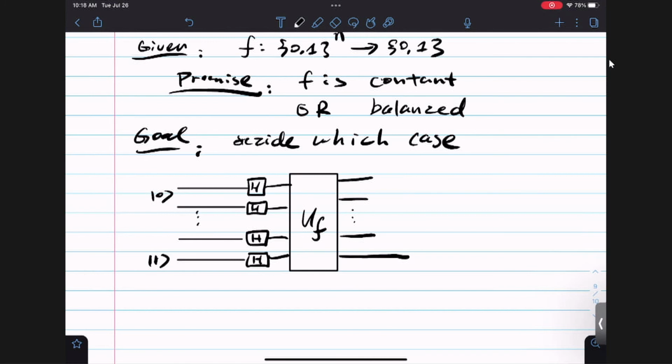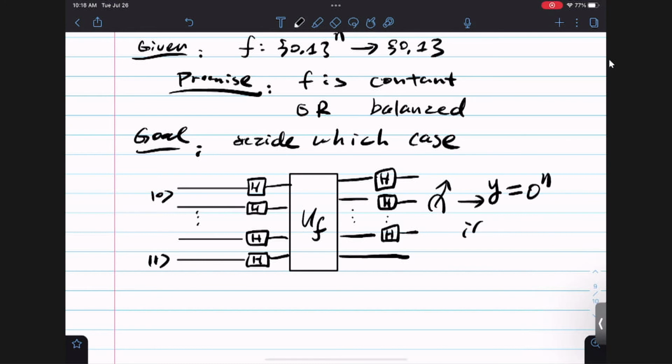Well, what should I do here on the top n qubits? We don't have many options. Just apply Hadamard. And then I measure. Okay, so if you analyze this circuit, we will see that this measurement outcome will be the all zero string if and only if f is constant. So this gives us a way to distinguish the two cases by just one quantum query.